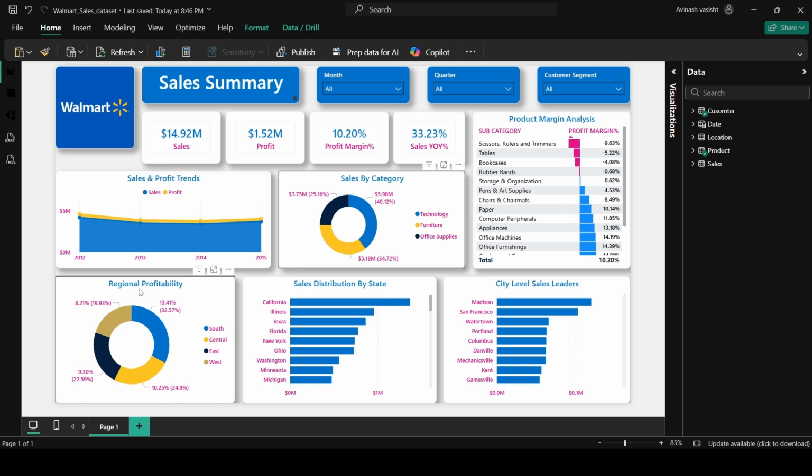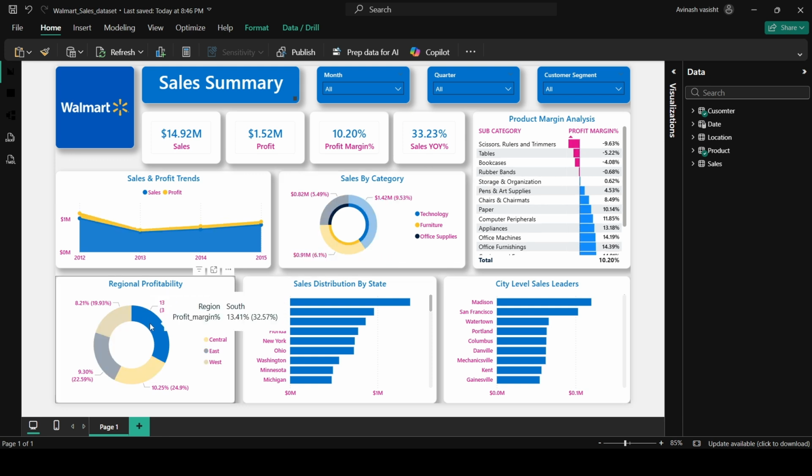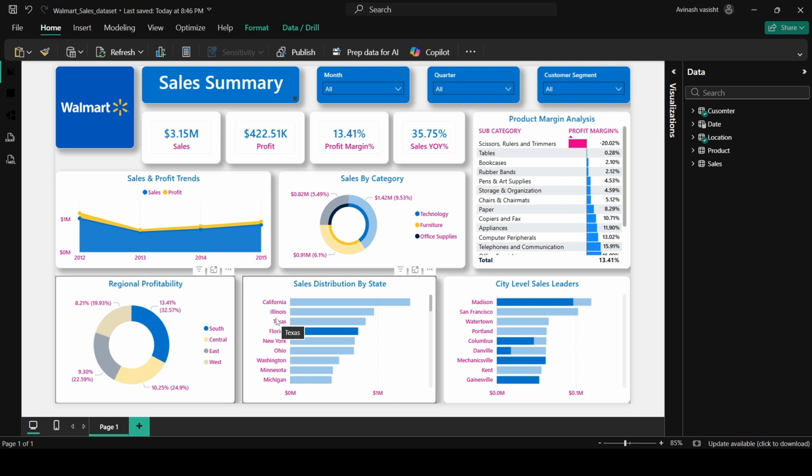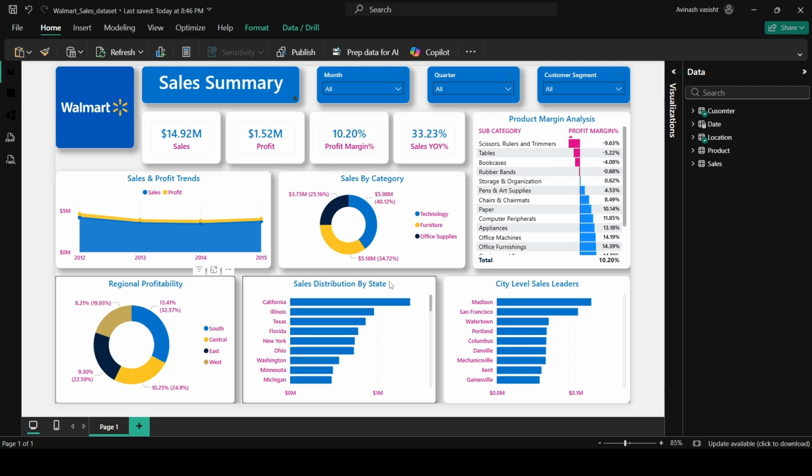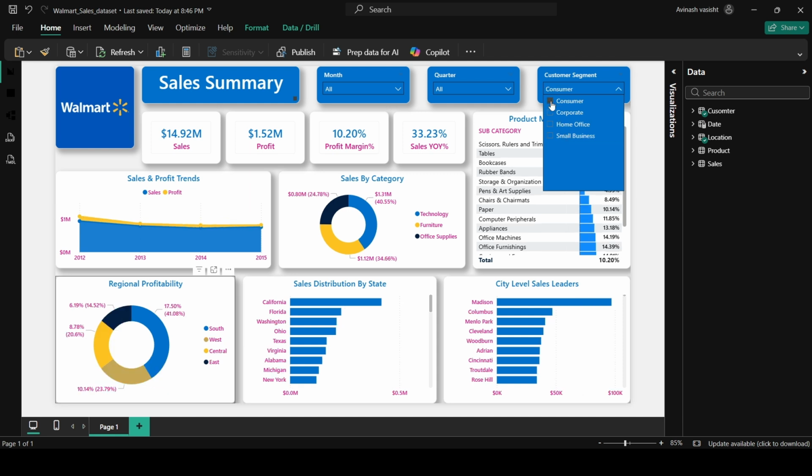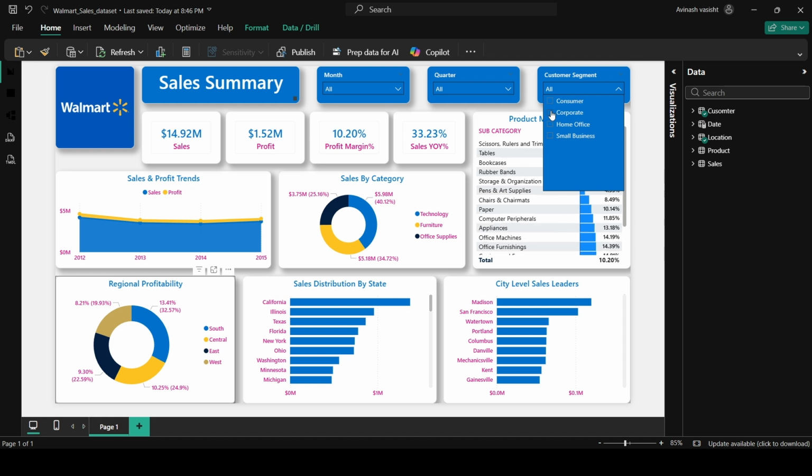And on this regional profitability, the South region, and specifically the state of Florida in the South region, is making the most profit. And I also created this slicer to interact with the report, for the customer segment. We have basically four customer segments: consumer, corporate, home office, and office supply. And this is a dynamic report. Thank you so much.